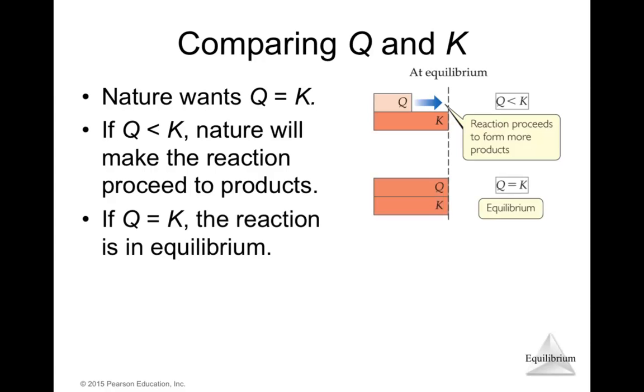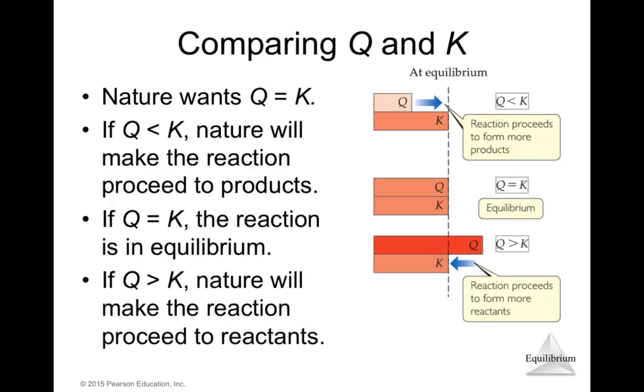If Q is equal to K, that means that we are in equilibrium. And if Q is larger than K, the reaction will proceed to the reactants. Because Q is larger, we want to decrease the value of Q. The way that we can do that is by increasing the concentration of the reactants. That will make Q lower until it reaches the equilibrium constant value.